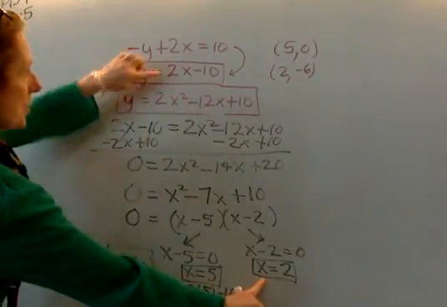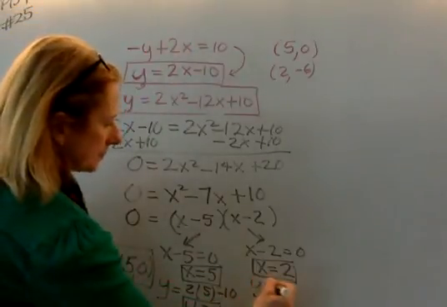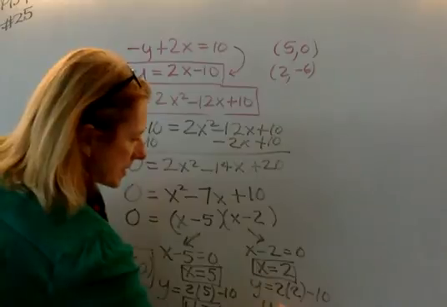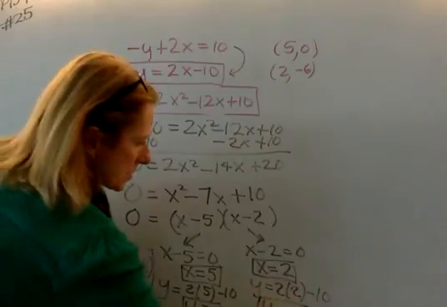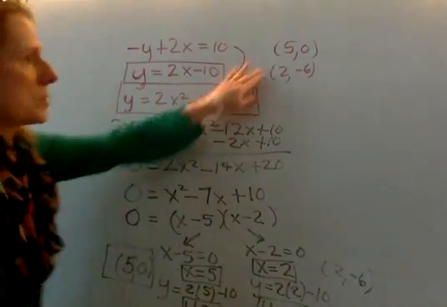When x is 2, y is going to be 2 times 2 minus 10. And that will give me 4 minus 10, which is negative 6. So the other solution is (2, -6), which is also here.